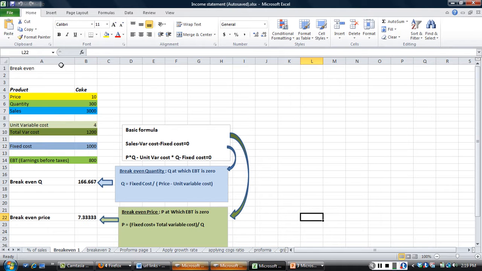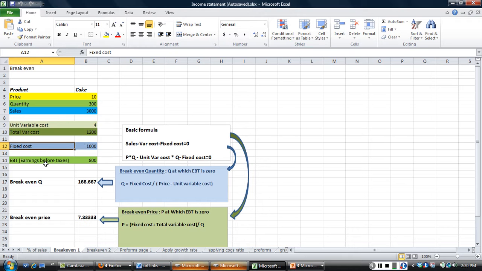So let me set this thing up for you. Let's say we have only one product, cake, and the price, let's say, is $10, and let's say our quantity is 300 in this example, so sales is 3,000. Sales is really, if I look at the formula again, the quantity times the price. Now let's say variable cost to make a cake is $4. So total variable cost to make 300 cakes would be, obviously, cost per cake times the quantity, which is 300 times 4, and you'll get 1,200. And let's say the fixed cost is 1,000 to run this business.